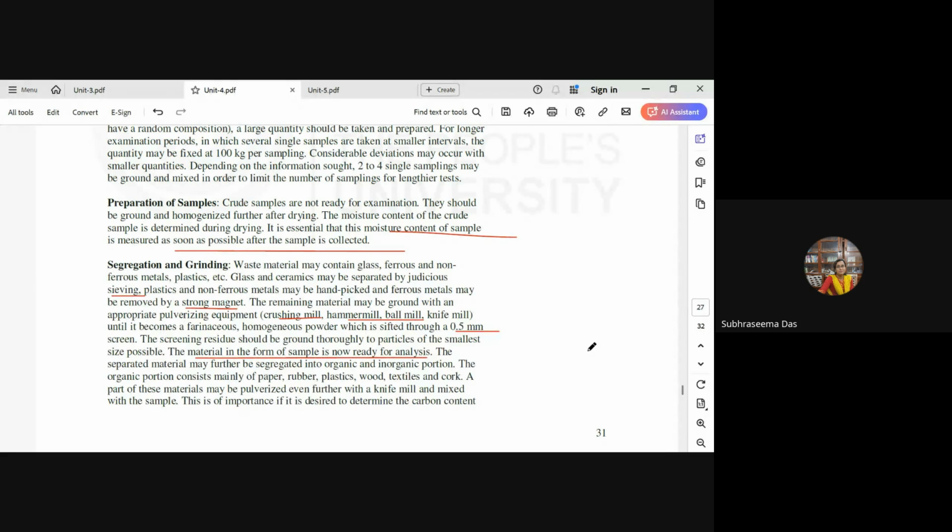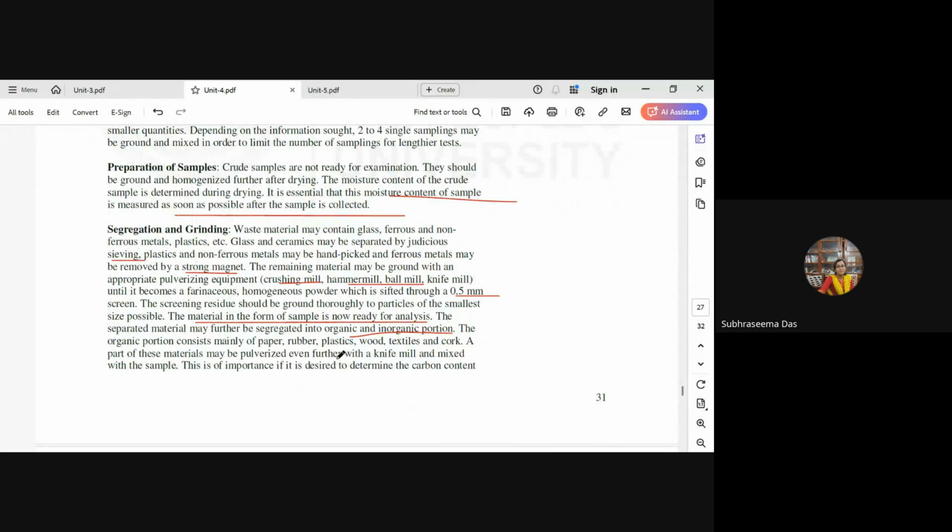This material may be further segregated into organic and inorganic portions. The organic portion consists mainly of paper, rubber, plastic, wood, textiles and cork. A part of this material may be further pulverized and mixed with the sample.